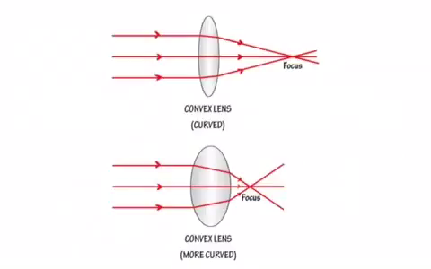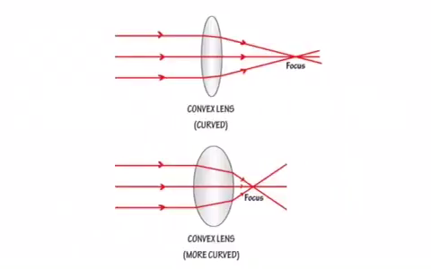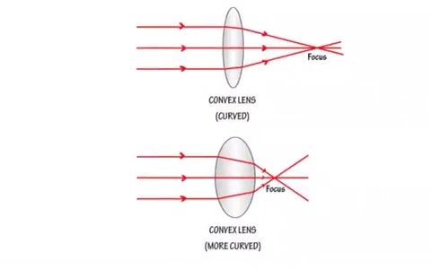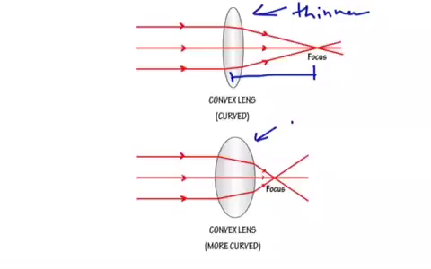And a very simple rule here is the thinner the lens, so the thinner the lens as shown here, the further away is the focal point, so the greater is the focal distance. The fatter the lens, or the greater the curvature, the shorter is the focal distance, the closer the focus is to the lens. So the fatter the lens, the closer is the focal point. The thinner the lens, the further away is the focal point.